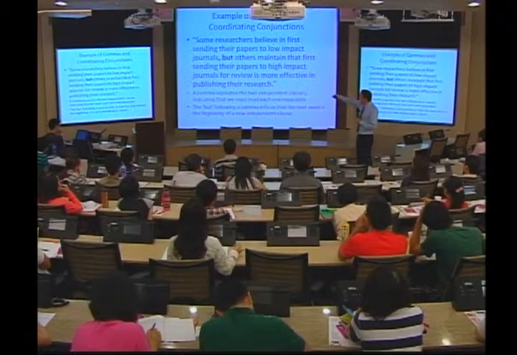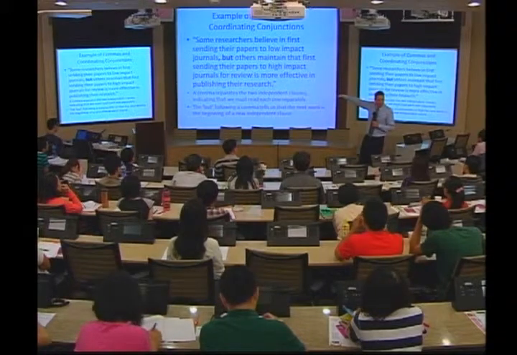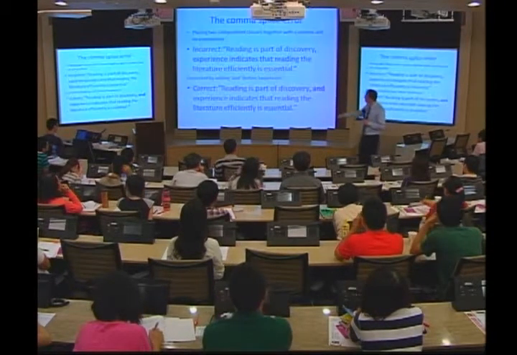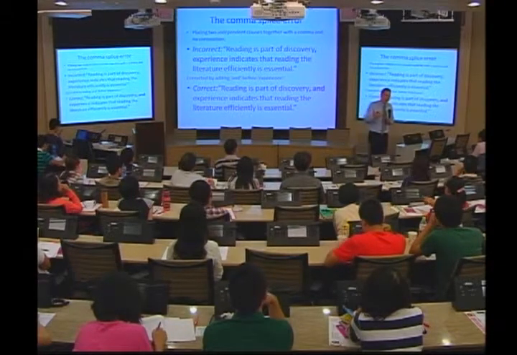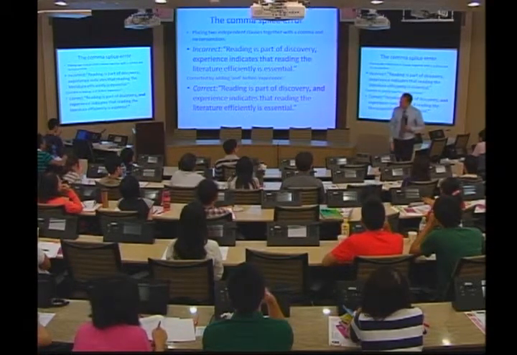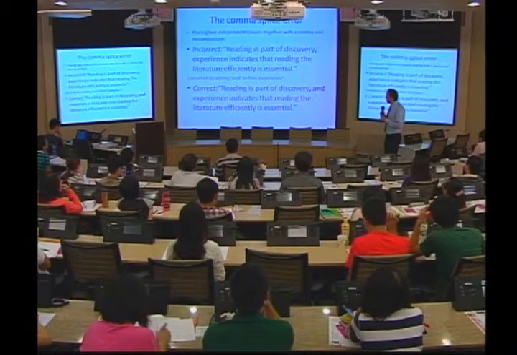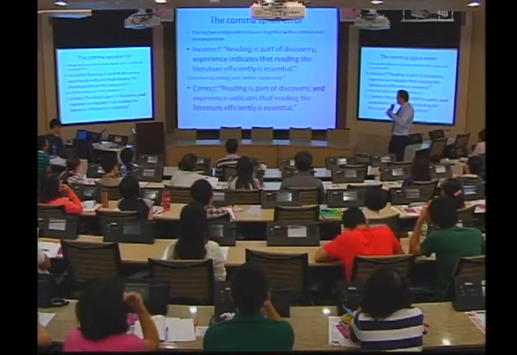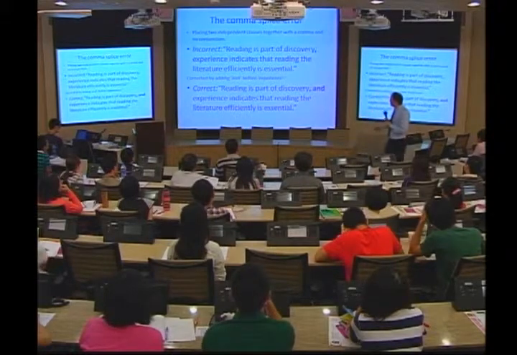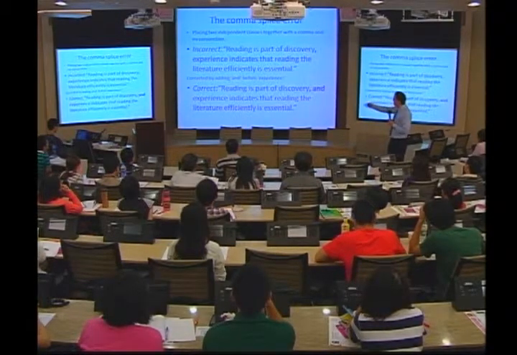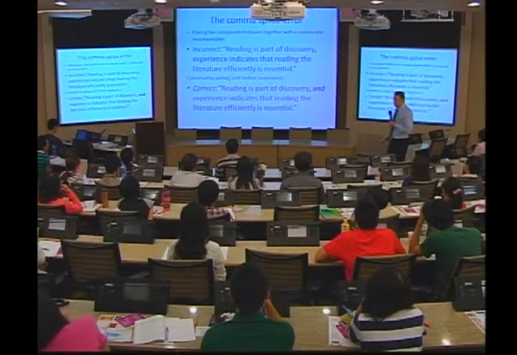Now, the comma but lets me know as a reader that these are 2 independent ideas that I'm putting together here in my sentence to make a new one. Let's take a look at a common comma error we call the comma splice error. This happens when I put 2 independent clauses together with a comma but no conjunction. Example: reading is part of discovery, experience indicates that reading the literature efficiently is essential.